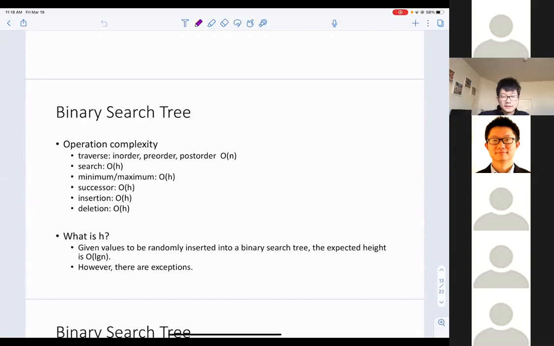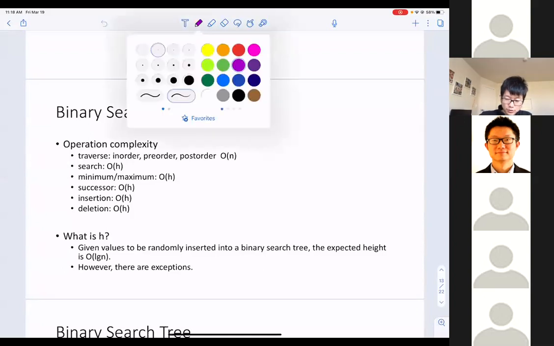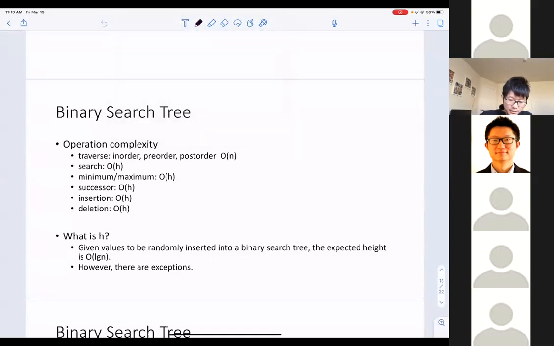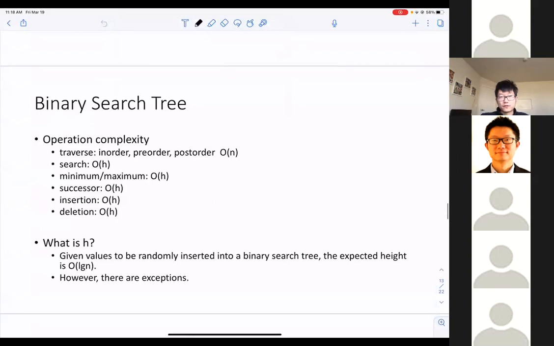So over the last two lectures, we went over binary search trees, and in binary search trees we learned 7 operations, which are listed over here. First we learned the traverse function. With the help of the traverse function, we're able to go through every node in the binary search tree and print out their values.